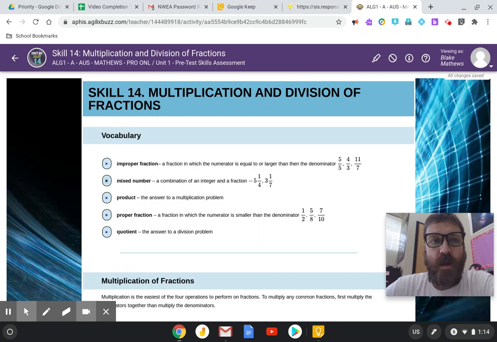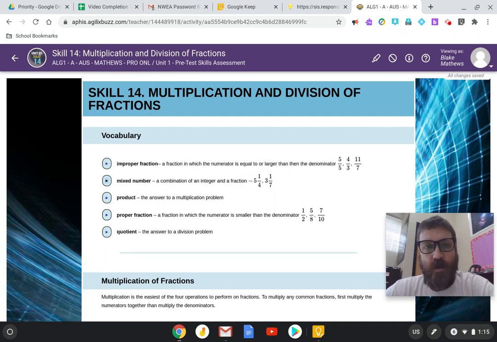Okay, this is the Algebra 1 Unit 1 Skill 14 lesson video. This is going to be our last lesson in Algebra 1 Unit 1. And then I will post on the classroom page kind of what you need to do before you take the test. So looking at the material, we're doing more stuff with fractions.